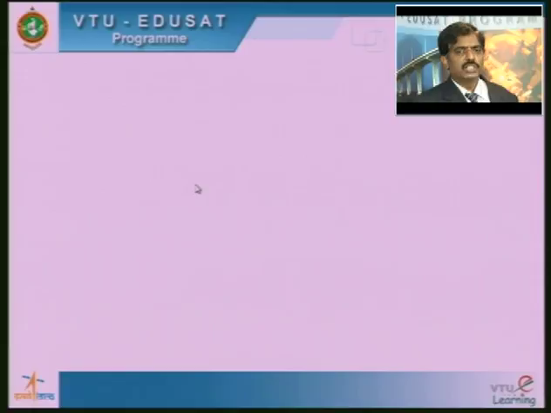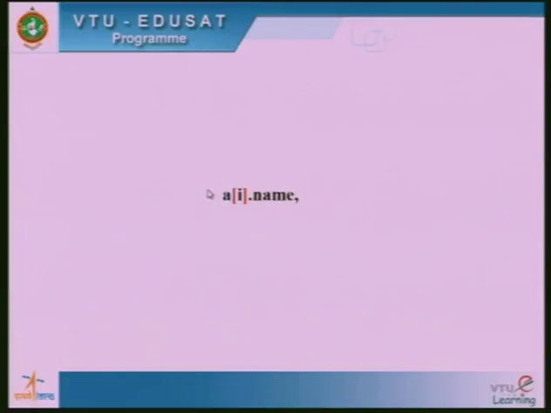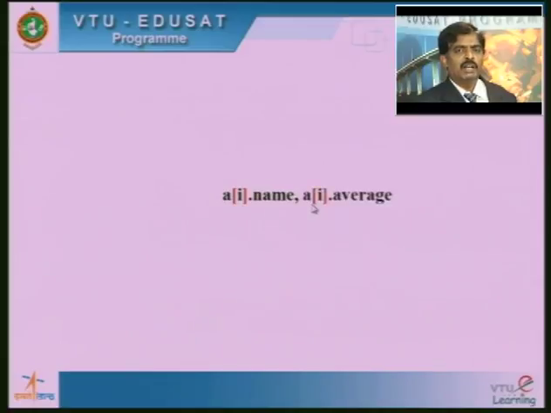Okay, now we see the last function which is used to display. What I have to display? Name I have to display and I want to display average also. So let me write a[i].name, a[i].average. So one is name and another is what? A floating point number. So what is the format specifier I should use here? %s and %f. So I write %s and %f.